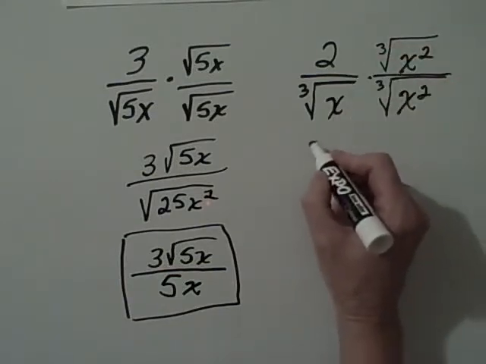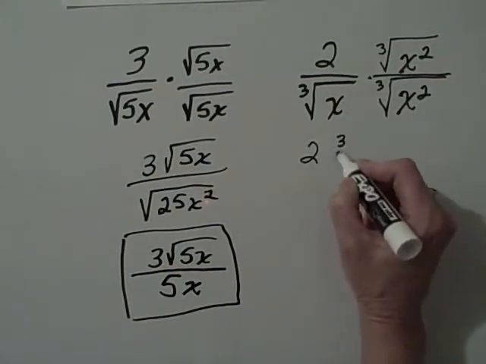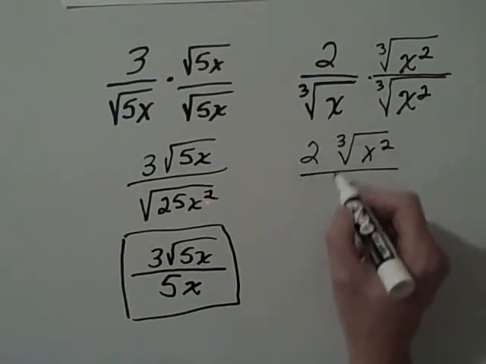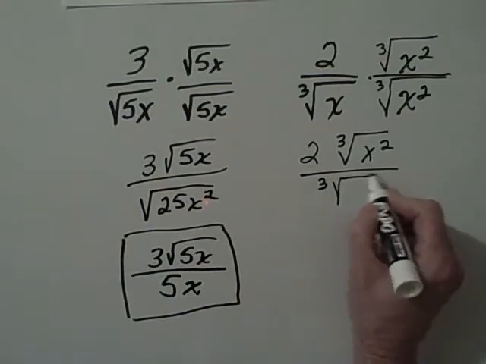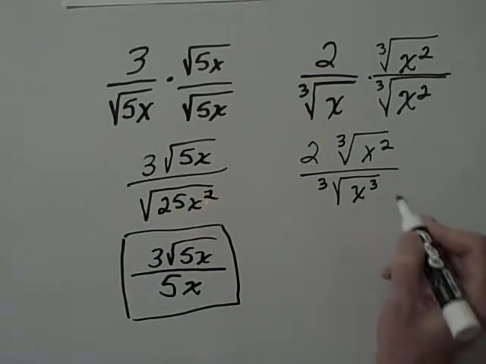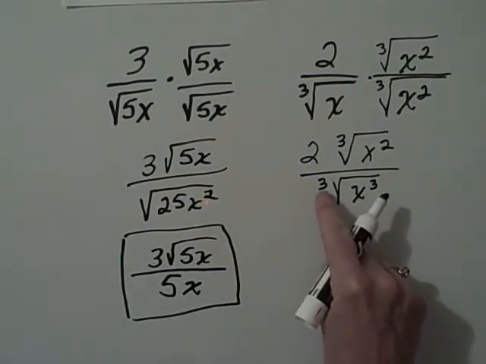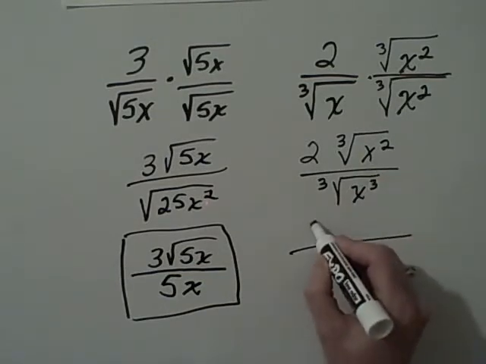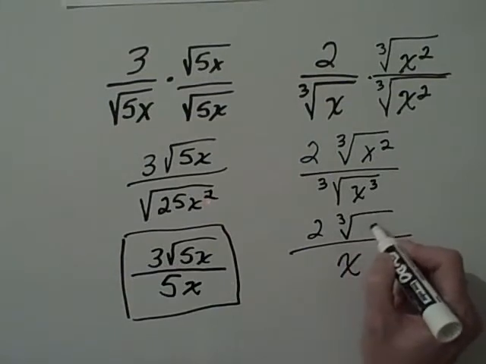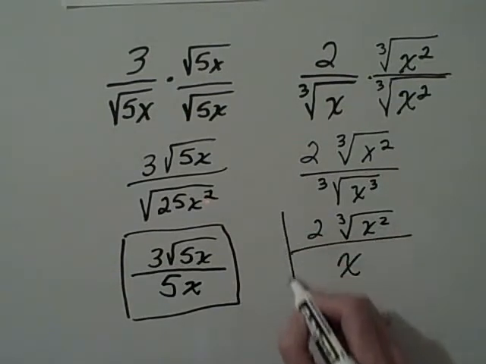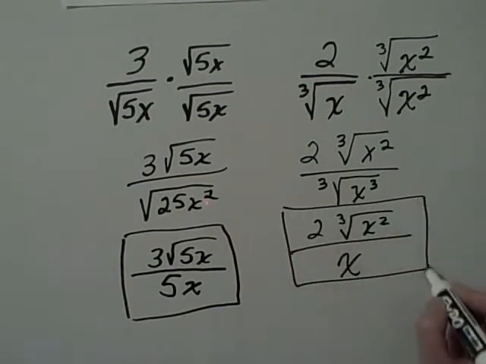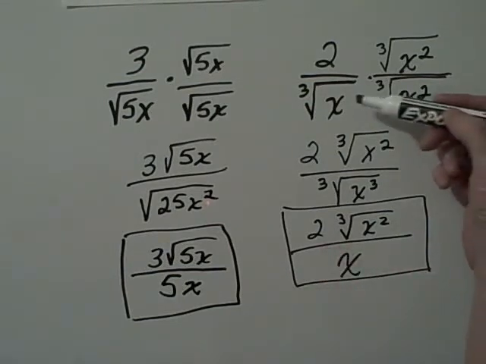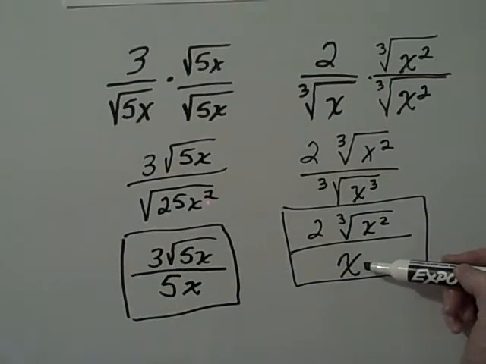So I multiply the numerator together. I get 2 cubic roots of x squared. In the denominator, I'm going to get the cubic root of x cubed. If I take the cubic root of x cubed, I'm simply going to get x. And in the numerator, I just bring it straight down like it was. So once again, I've rationalized the denominator. It no longer has a radical. It is a singular x.